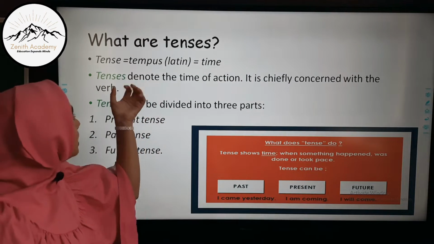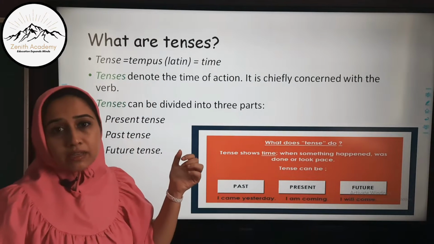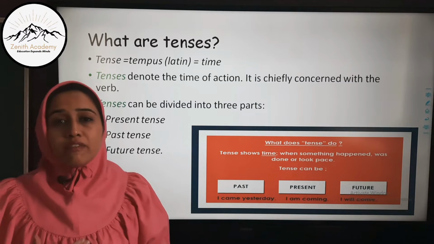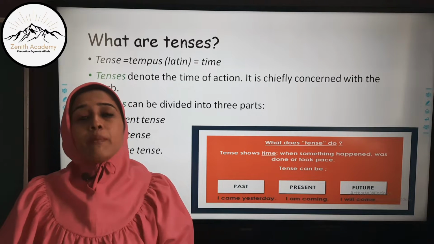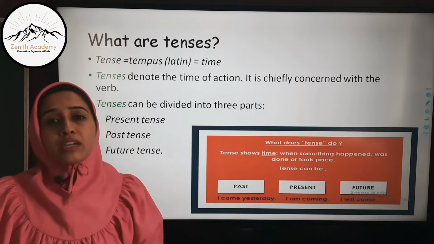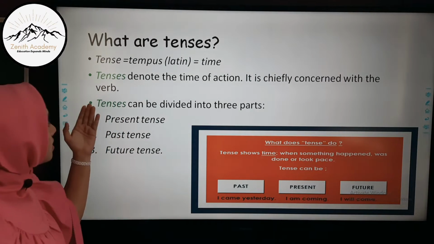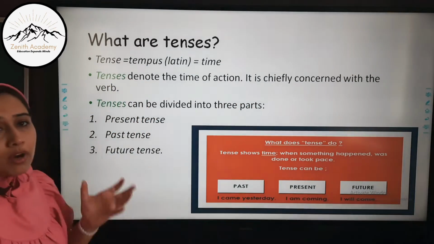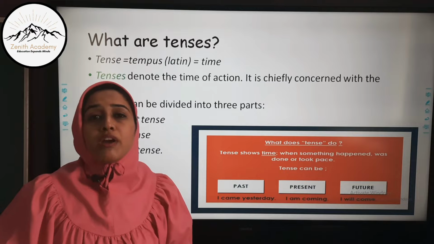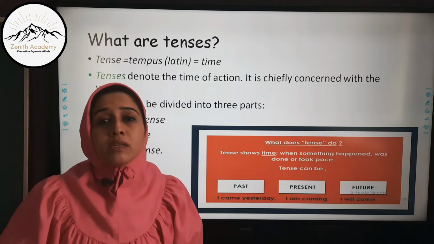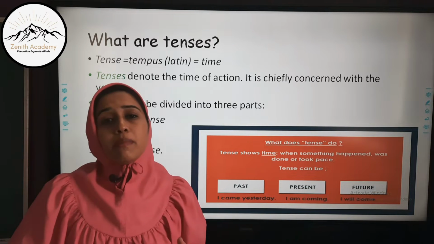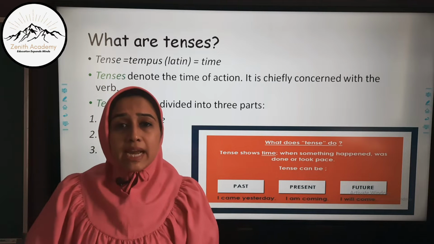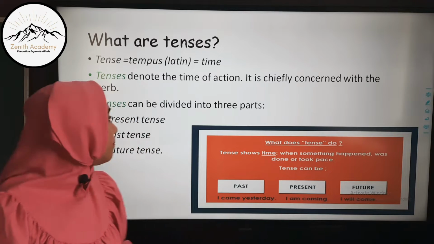Tenses is a word derived from the Latin word tempus, which means time. So when we are using tenses to speak or make a conversation, we are actually talking about the time in which that particular action has happened. Tenses denote the time of action. It is chiefly concerned with the verb. So whenever we are talking of tenses, the main part of speech concerned with this part of grammar is the verb, action. When that particular action happened, in which time, that is called tenses.